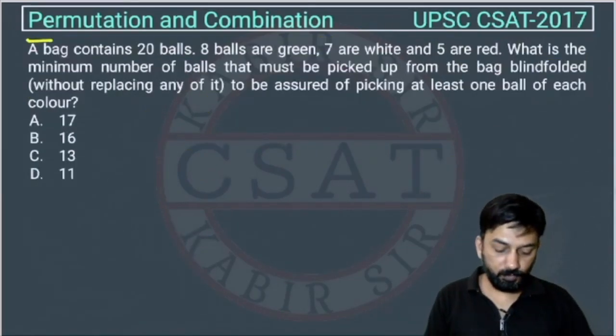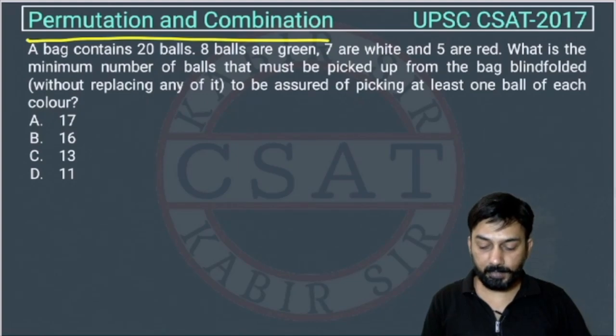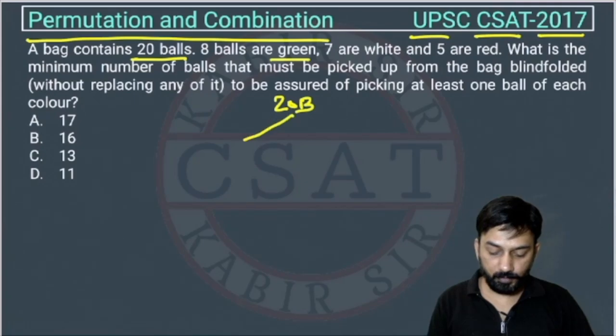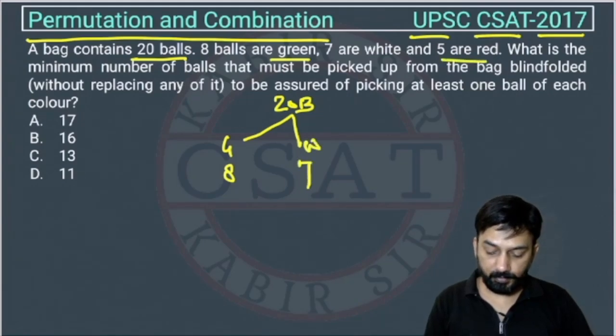So this is a question from the Permutation and Combination chapter, asked by UPSC in the CSAT paper of 2017. A bag contained 20 balls. 8 balls are green, right? So there are how many balls? 20 balls. And out of these 20 balls, green are 8 balls, right? 7 are white. White balls are 7 and 5 are red. Okay.